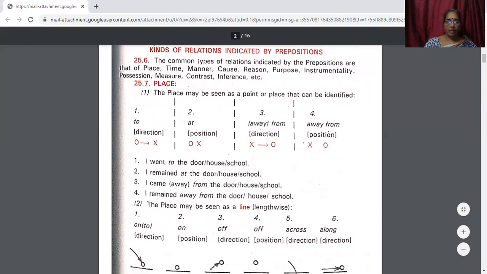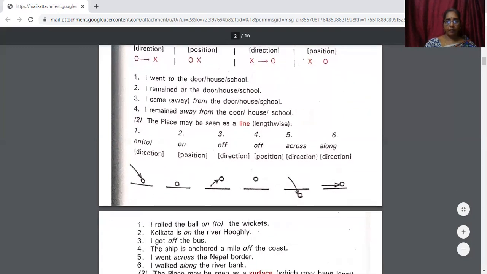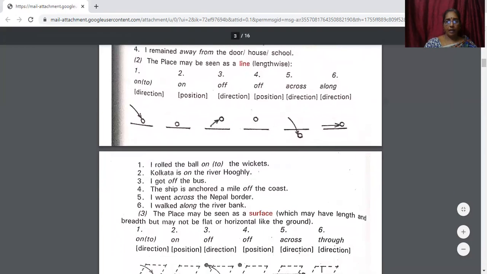Now let us see the place may be seen as a line lengthwise, into direction. I rolled the ball onto the wickets.